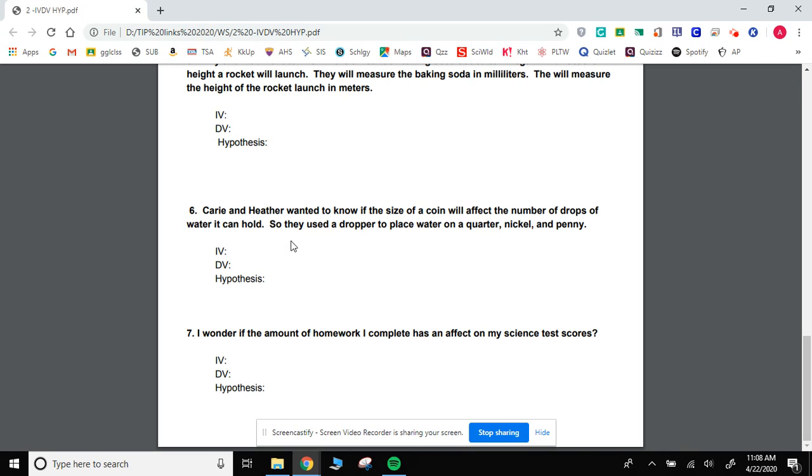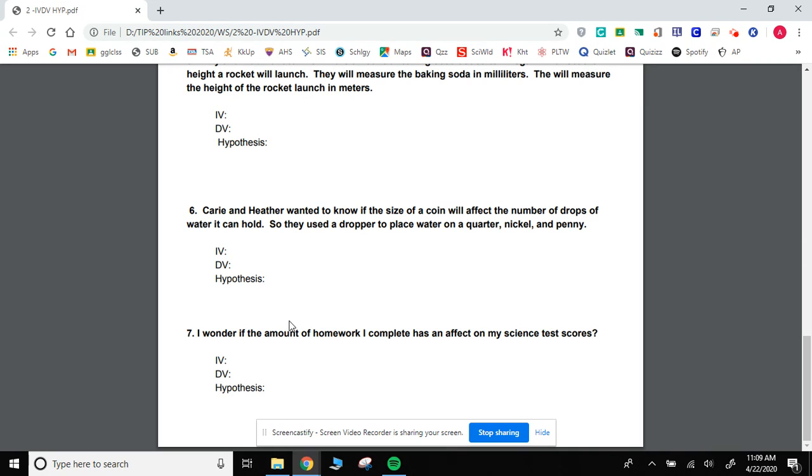Number six, Carrie and Heather wanted to know if the size of the coin will affect the number of drops of water it can hold. So what they think is that the size of the coin would be the cause, and the effect would be how many drops of water it will hold. So the independent variable is the size of the coin. The dependent variable is the number of drops of water it can hold. Our hypothesis could be that if a larger coin is used, then more drops of water it will hold.